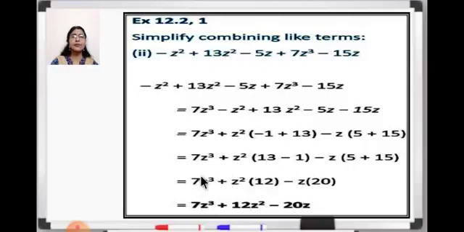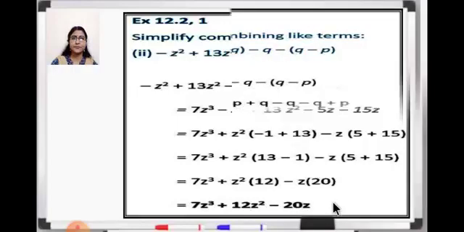And then next step you can see 7z cube plus 12z square. You will rearrange it. 13 minus 1 is 12z square. And this also you can write directly, minus 20z. So this is the final answer you will get. You can check. You can solve it again and you should get this answer.